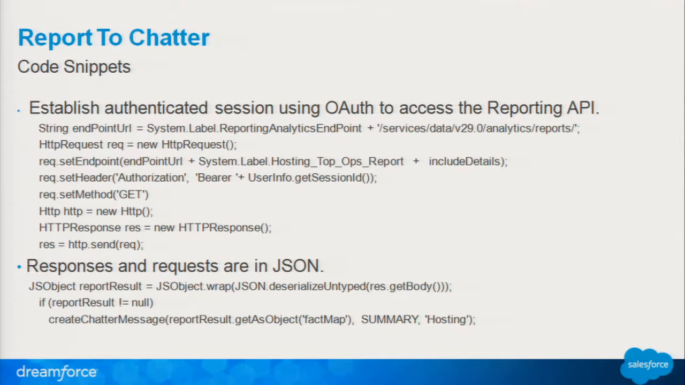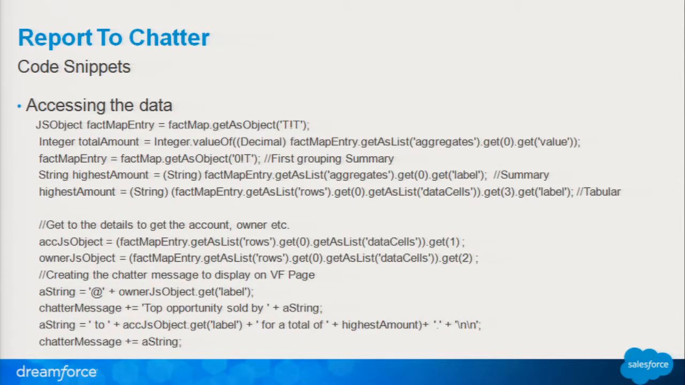Once you get a handle to the report result, the next thing you want to do is get a handle to the fact map. The way I look at it, the fact map is the heart of the response. It gives you access to the report details and aggregate information that's in your report. And Salesforce has a lot of documentation on how to decode the fact map. So here are some examples of how you would access the fact map.